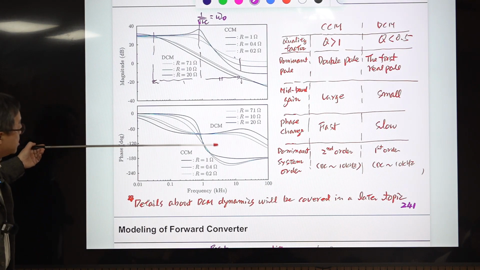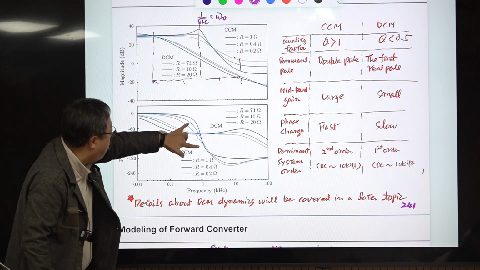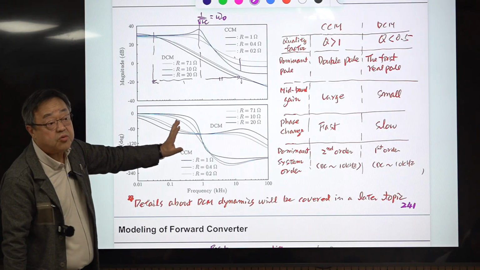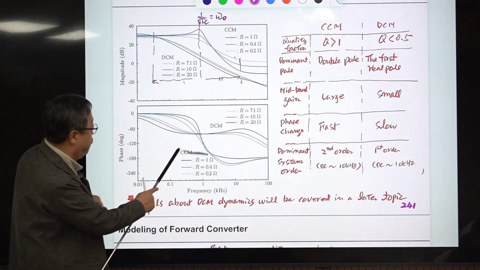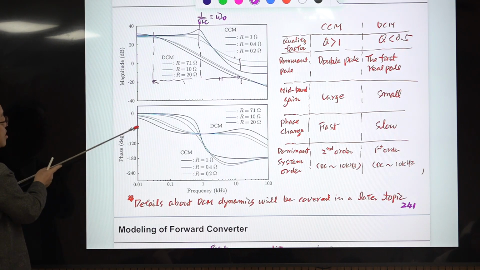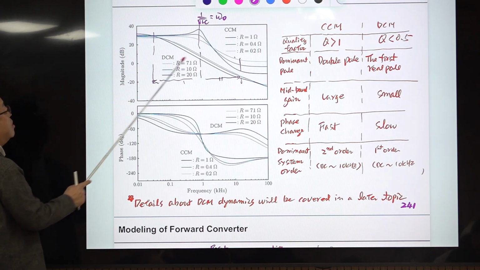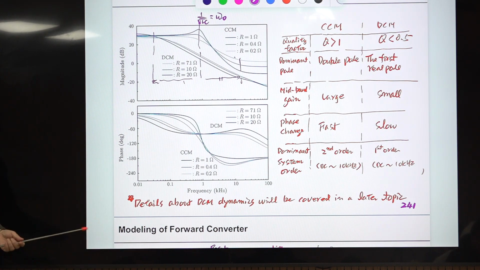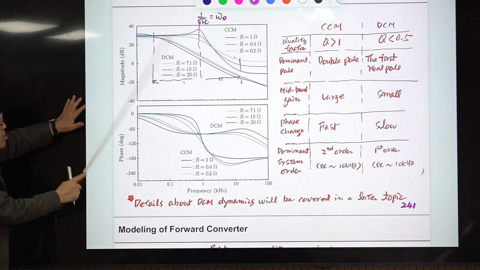Take a look at the phase. This is the CCM phase. Because it's a second order system with a quadratic term, the phase drops by 180 degrees at this frequency. But this is the DCM. There is only one single pole, so the phase decreases by 90 degrees. So it's obvious this behaves as a first order system. Another thing is that because of the splitting, this gain, this part, is much reduced. So this character is different.